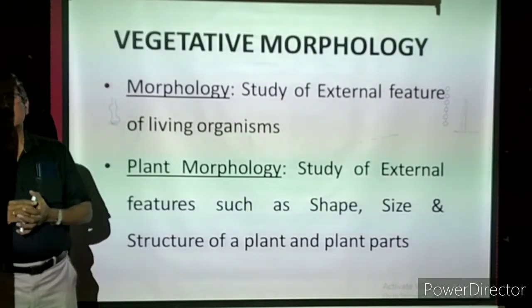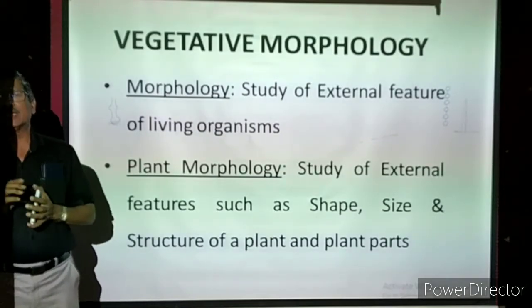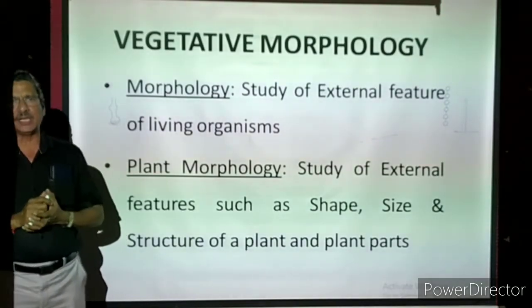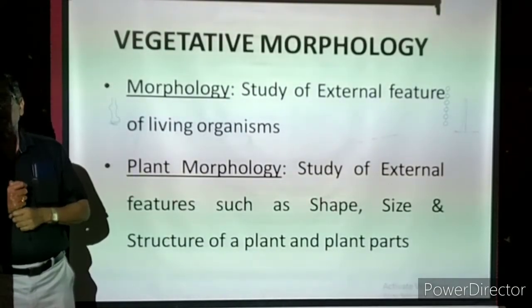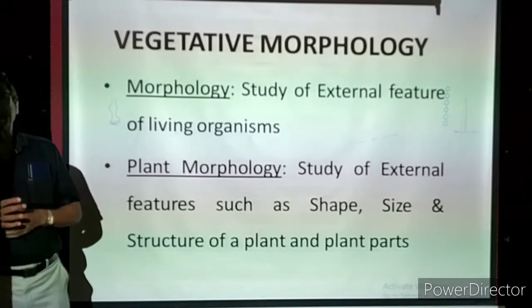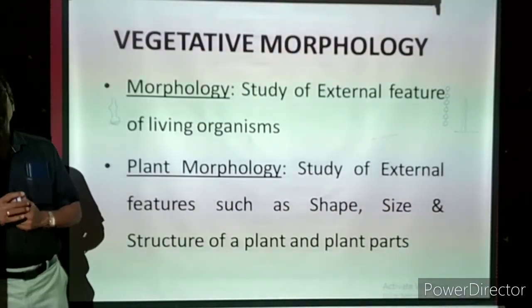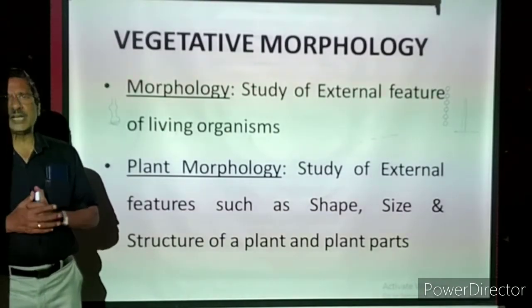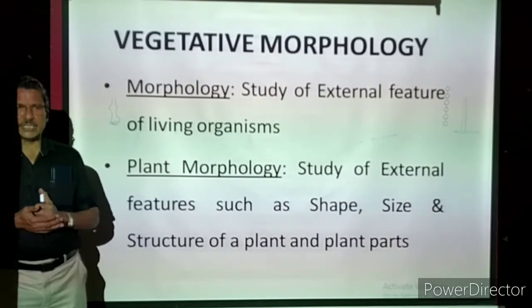Okay, what is the height? What is the color of the leaf? What is the color of the flower? What is the size of the leaf? Like that, we are seeing external appearance. The study of external appearance of any living organism, whether it is a plant or animal, whatever it is, is called morphology. In lower class, you might have studied. Morphology means it is a study of external features of the living organisms.